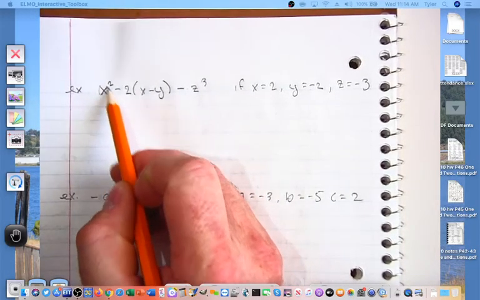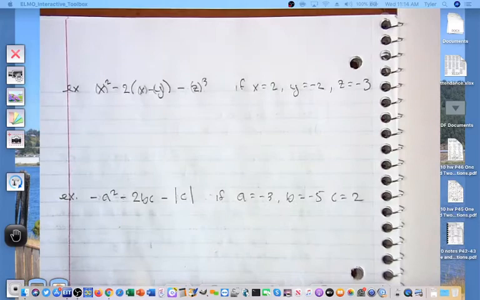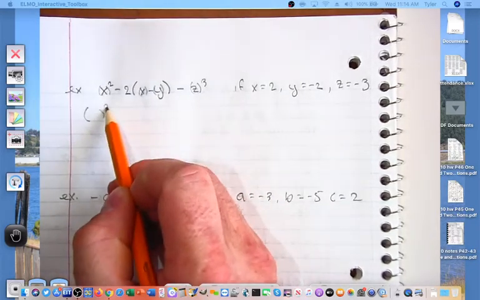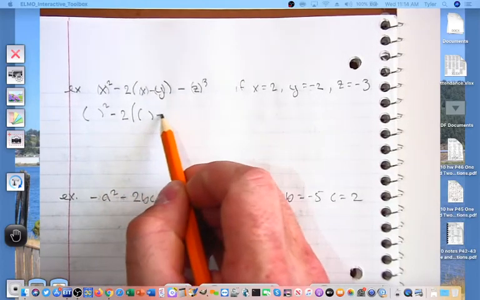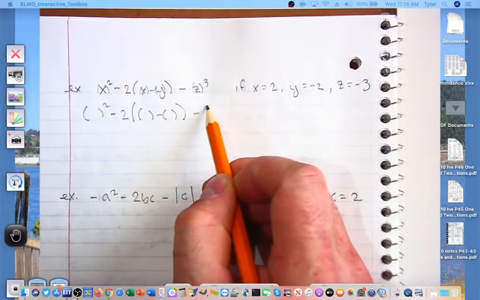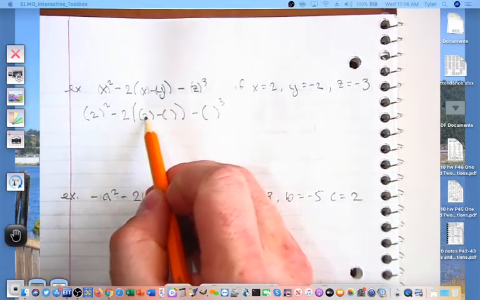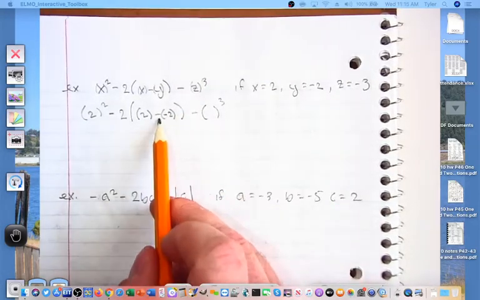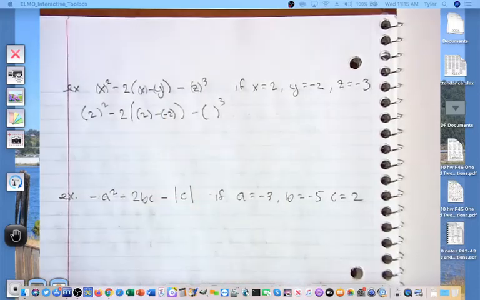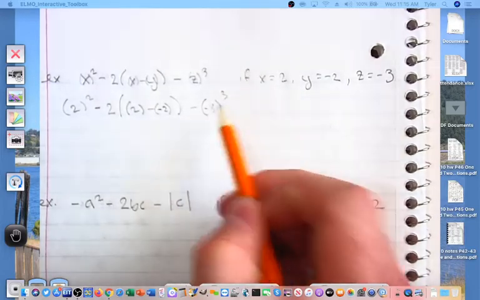I'm going to take out each variable and replace, first I'll empty my equation. So I have x squared minus 2 times the difference x minus y minus z to the third. Let's fill those in appropriately. So my x is 2, and I'm going to put that in 2 places. My y is negative 2, and now that one we've got to watch the double negatives that are going to occur there. We're going to have to rewrite so that there is just a plus sign there in a moment. And then I am going to put a negative 3 here.